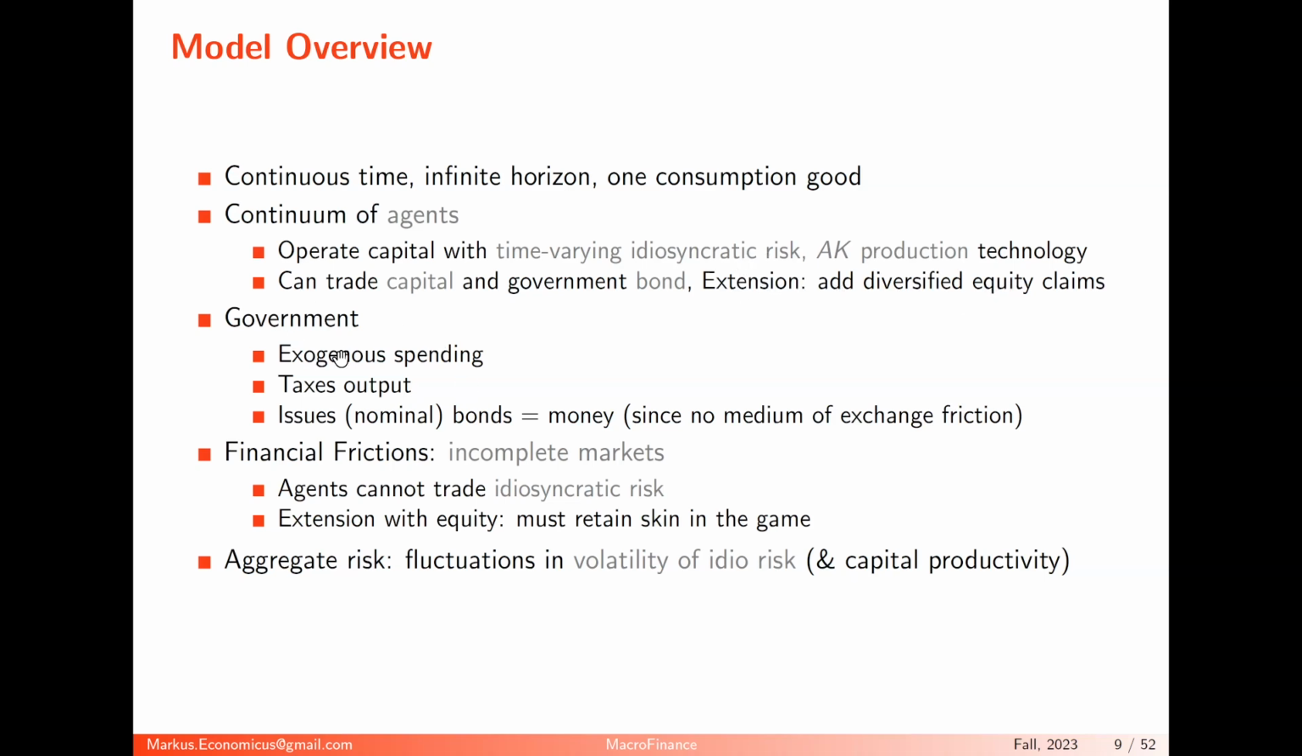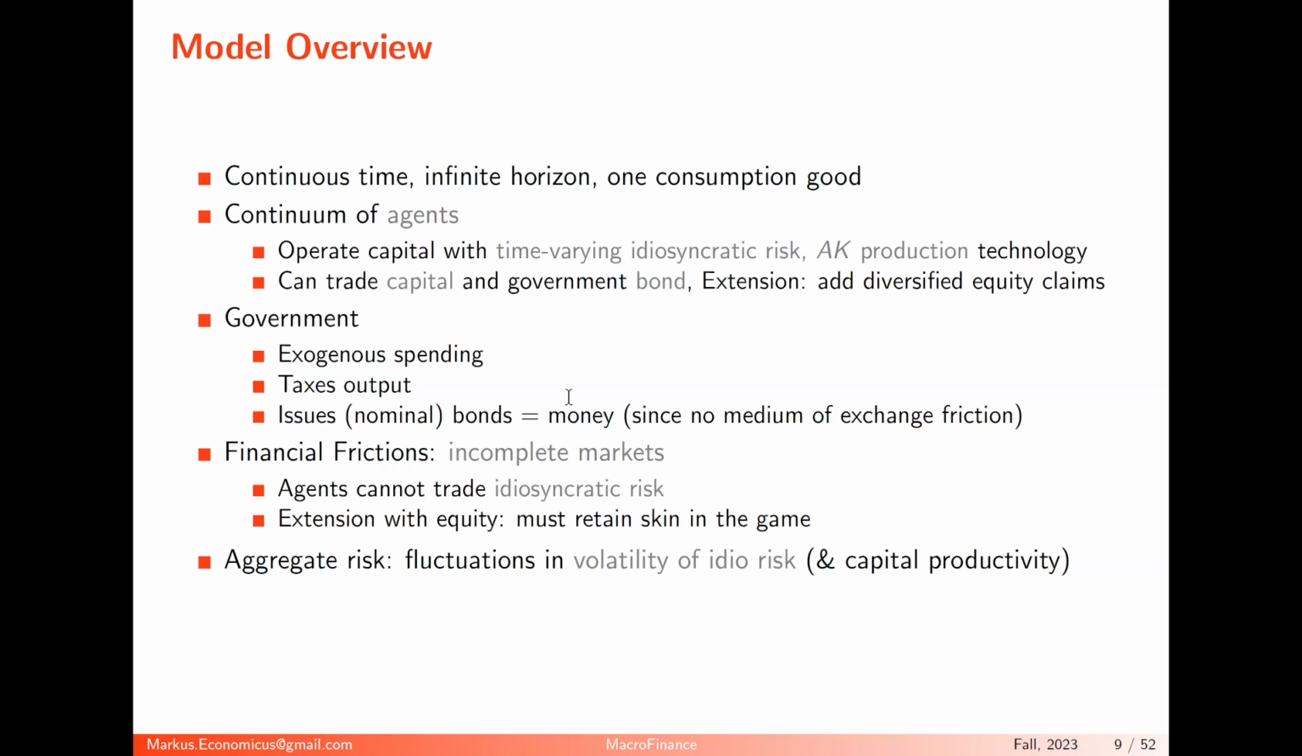And then there's a government. The government has some exogenous spending, and it taxes the output, and it issues some nominal bonds. Okay, think of nominal bonds the same as money. There's no medium of exchange role. Okay. And the friction is the incomplete market friction. So each agent has to bear his own idiosyncratic risk. He cannot sell off contingent claims contingent on this idiosyncratic risk. Okay.